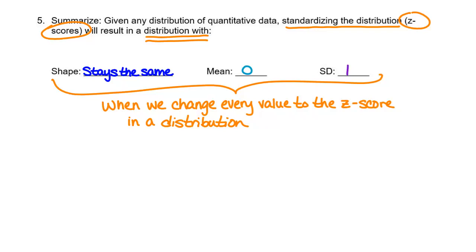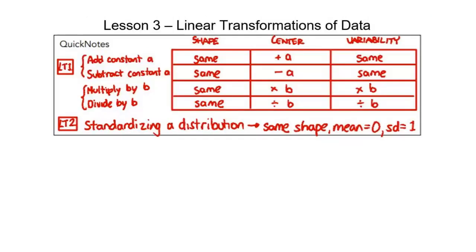All right, let's recap. Next page. Two big learning topics for today, two big ideas. When we add or subtract by a constant, we're going to call that constant A for my example over here. Or when I multiply or divide by a constant, I'm going to call that B. So if we add a constant, my shape stays the same. My center goes up by whatever A is. My variability stays the same.